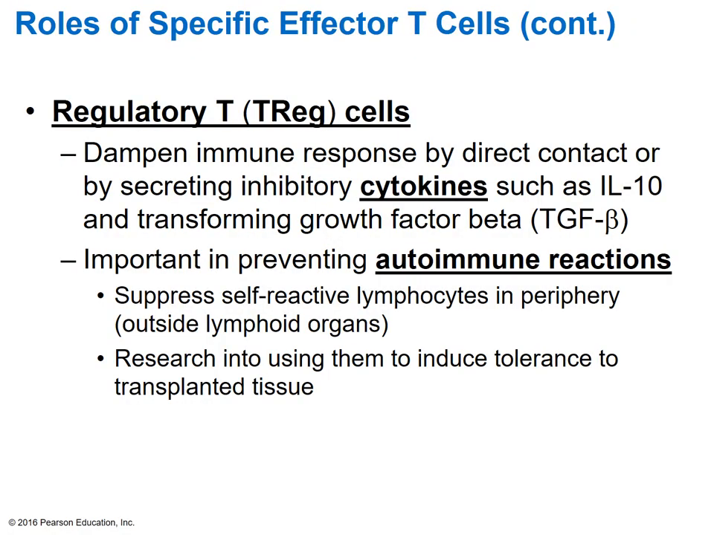Those regulatory T cells that I mentioned a little bit earlier, as the name implies, are helping to regulate the cytotoxic T cells. They can help to modify that immune response or tone it down a bit by secreting cytokines that are inhibitory. They're involved with helping to prevent autoimmune reactions. Only attack foreign cells, not your own cells.